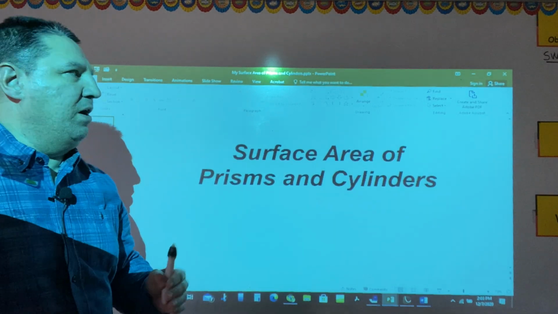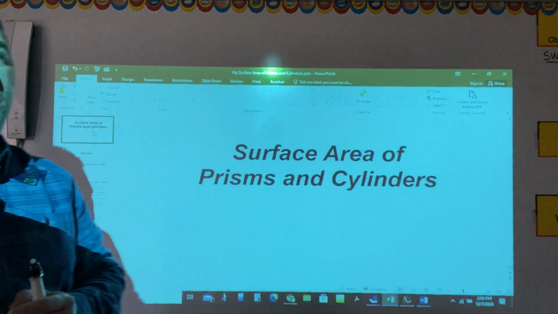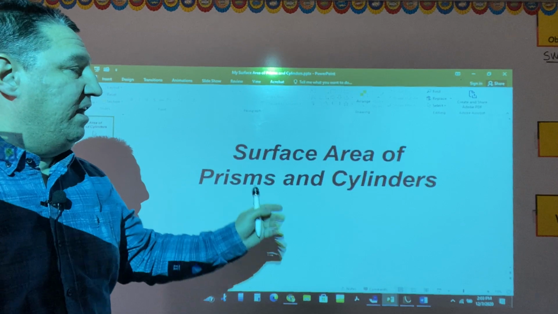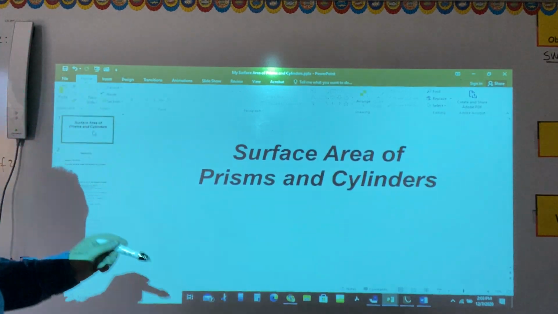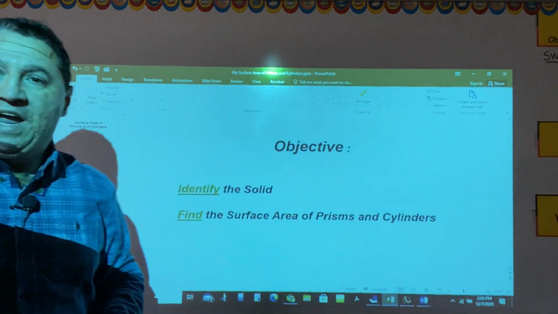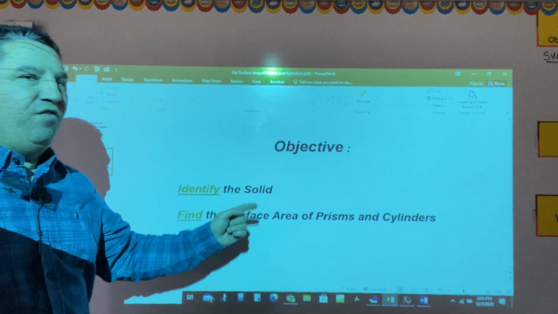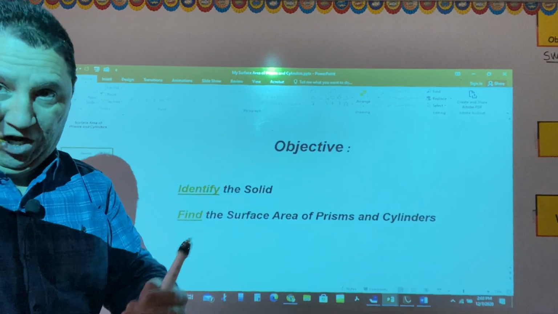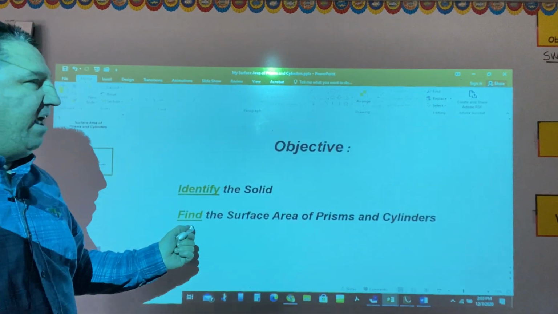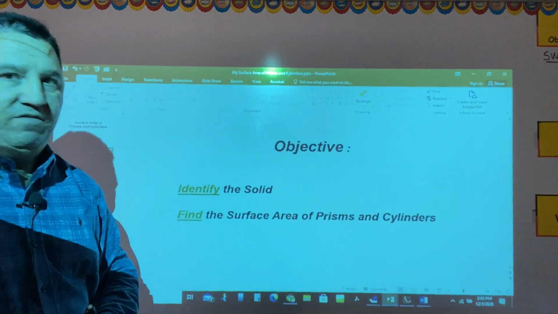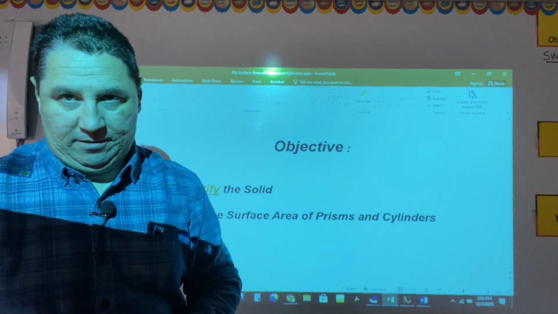Today we'll talk about surface area of prisms and cylinders. We have two main objectives for this lesson. We identify the solid, or the 3D shape or figure, and find the surface area of prisms and cylinders.